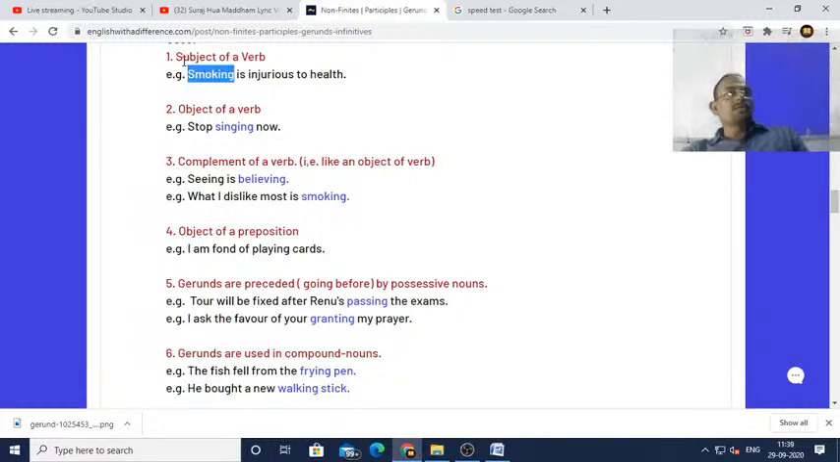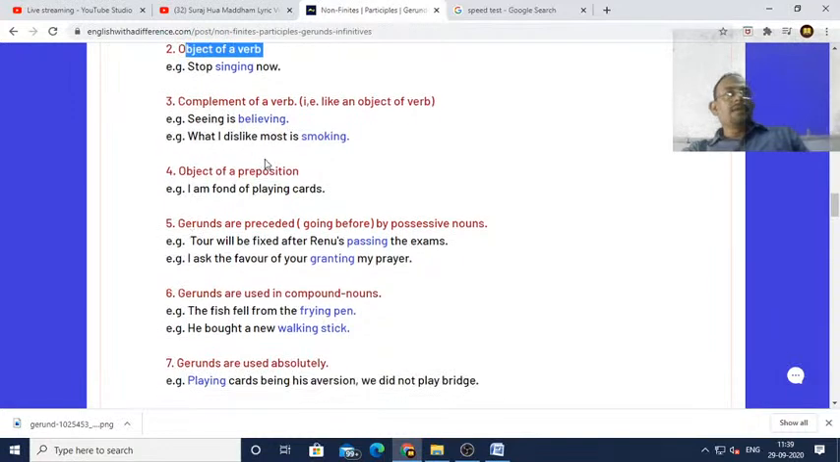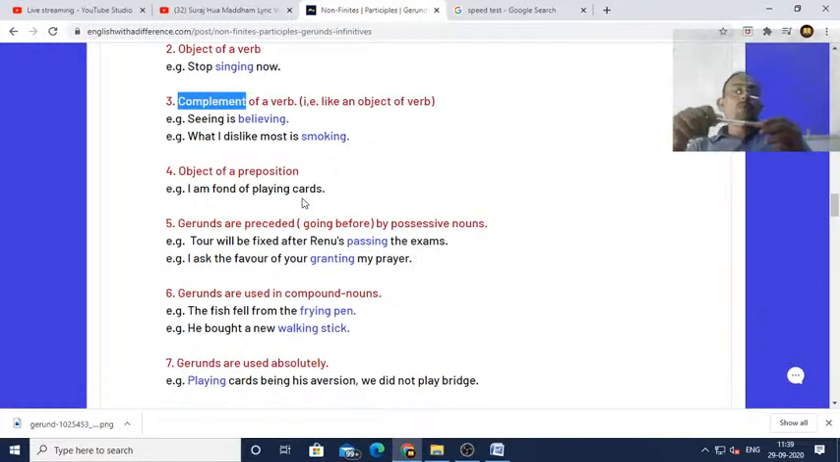So you understood, the first is subject of a verb, second is object of a verb. So whenever we get an ing form as subject of the verb or as object of the verb, then it becomes a gerund, not a present participle. Next, complement of a verb. Complement is like an object of a verb. Complement means something that goes after the verb.